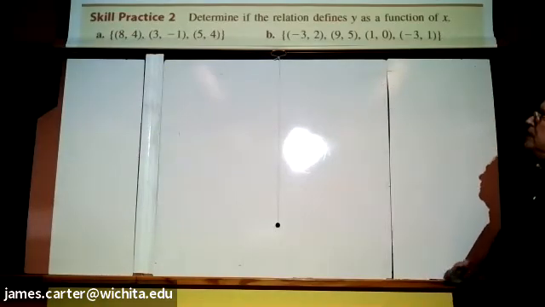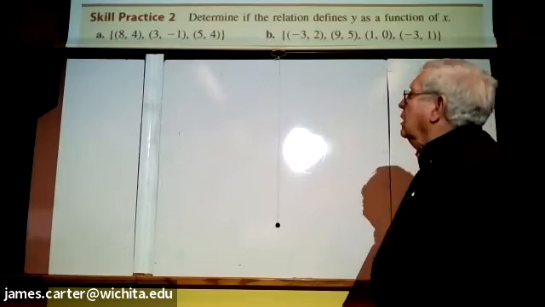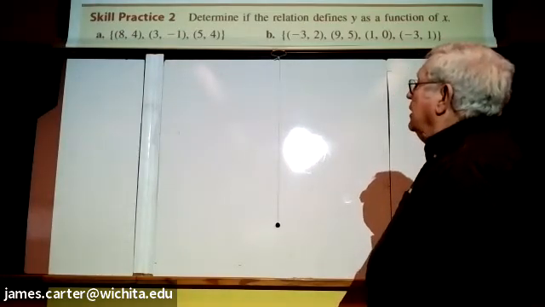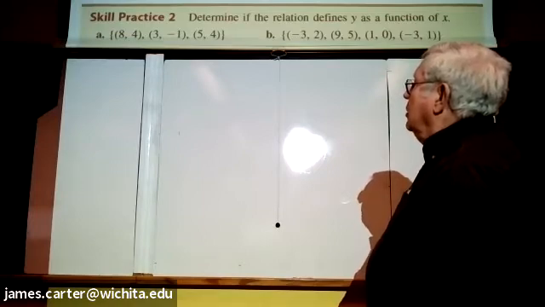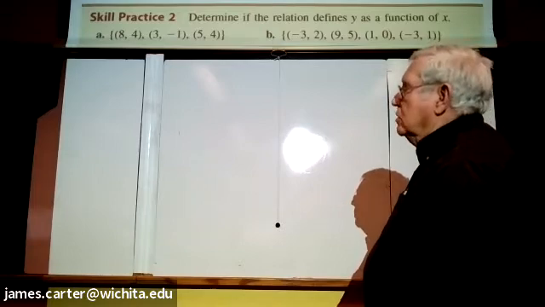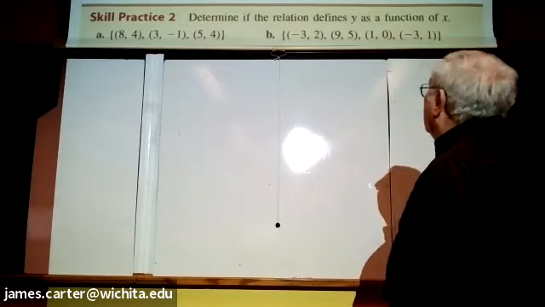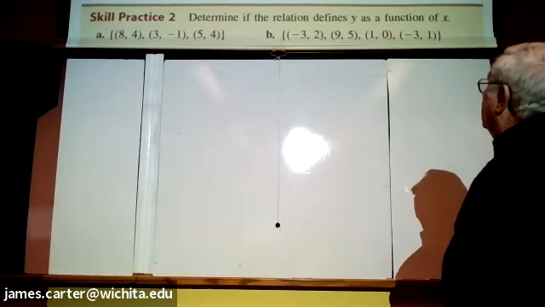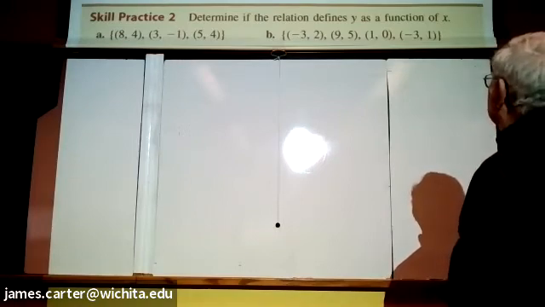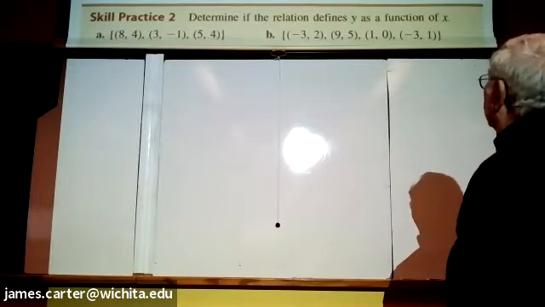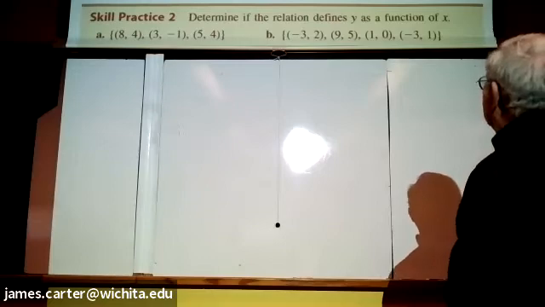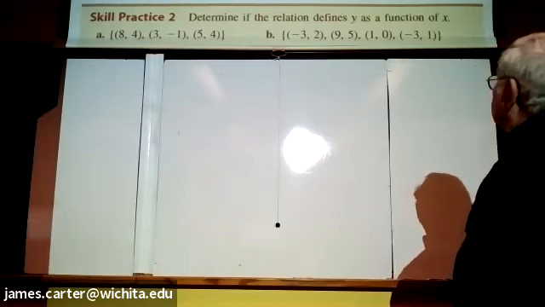Okay, what about these? Well, let's look at A. Do we have the same y value with two of the x values? The answer is no. So yes, it is a function. What about B? Do we have the same y value with multiple x values? Well, I don't see any. Looks like each x value has its own unique y value. So yes.